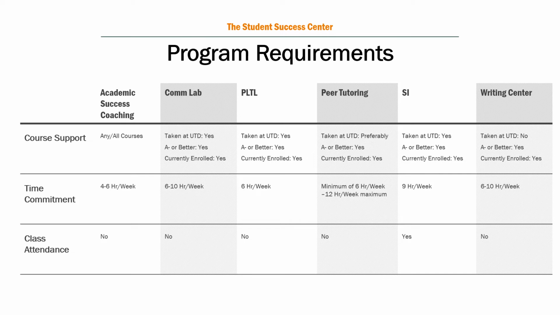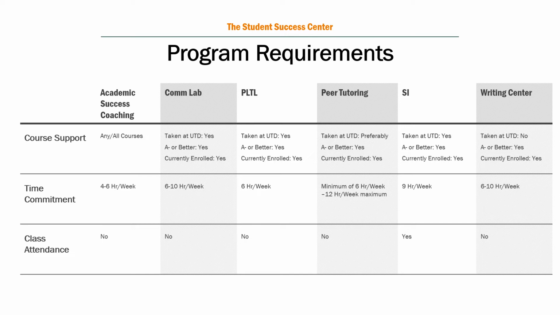Comm Lab, you have to have taken the course at UTD, an A- or better, and are currently enrolled at UTD. The time commitment is 6 to 10 hours a week, and you do not have to attend class. PLTL is the exact same with course support, 6 hours per week, and you do not have to attend class. Peer tutoring differs a little bit in the sense that they prefer that you have taken the course at UTD, but it is not mandatory. And then an A- or better and be currently enrolled. With the time commitment, there's a minimum of 6 hours and a maximum of 12 hours, and you do not have to attend class.